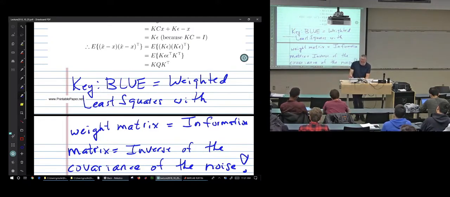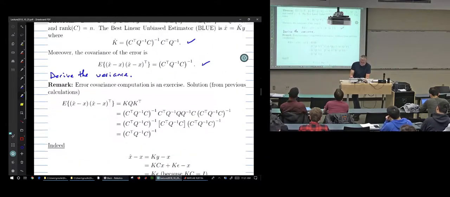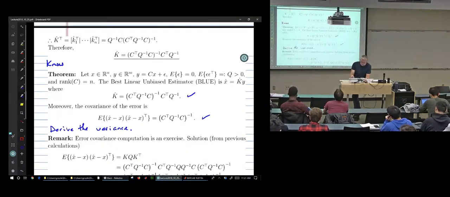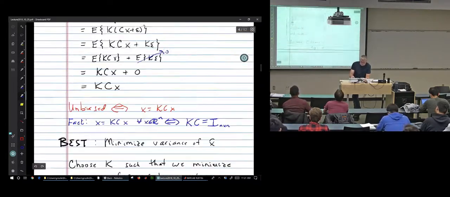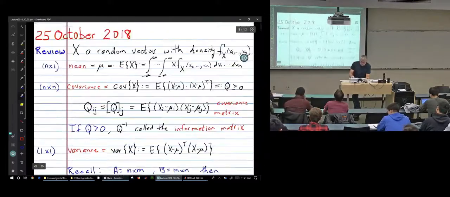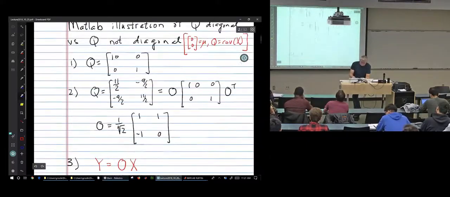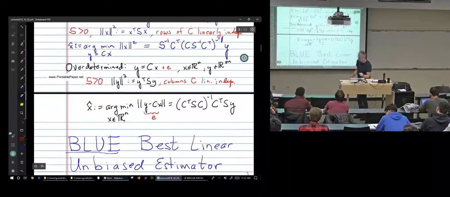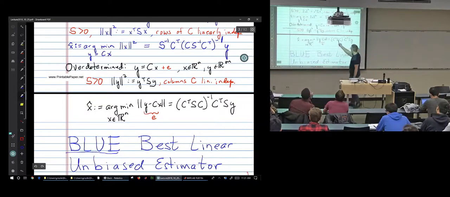So, bingo. There's the solution, and then the weighted least squares overdetermined. You plug in S equals Q inverse, and you now have the weighted least squares. Okay? What do you think? You want to see why that's true, or is it just enough to know that it's true?